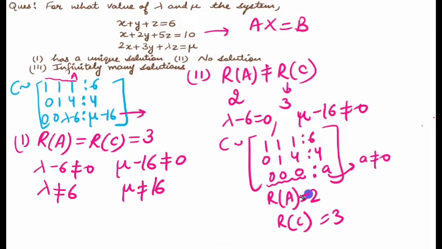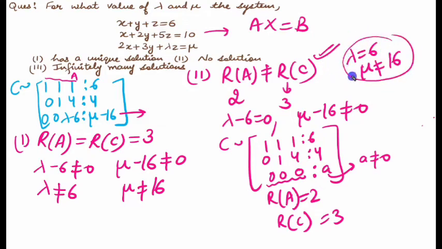तो इस केस में क्या हुआ, रैंक ऑफ ए एंड रैंक ऑफ सी आर नॉट इक्वल एंड हेंस द सिस्टम विल बी पोजेसिंग नो सॉल्यूशंस. तो यहाँ पर रैंक ऑफ ए एंड रैंक ऑफ सी इज नॉट इक्वल, ये कंडीशन तब फुलफिल हो पाएगी if lambda minus 6 is equal to 0 and mu minus 16 is not equal to 0. So from here, in the second case, we are getting that lambda is equal to 6 and mu is not equal to 16. So lambda की value 6 होनी चाहिए and mu should not be equal to 16. You can take any value except 16. So these are the two conditions on lambda and mu if the system is possessing no solutions.